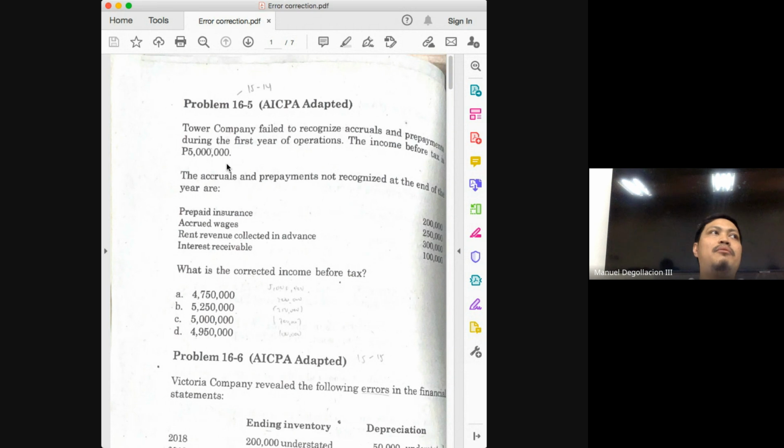Okay, so here the problem tells us that we fail to recognize rent revenue for something that we have already collected. So what does this tell us? That sometime before we have already received cash. Similar to your prepaid insurance, class, sometime before you have already made payment. On the revenue side, this tells us that we have already made a collection before.